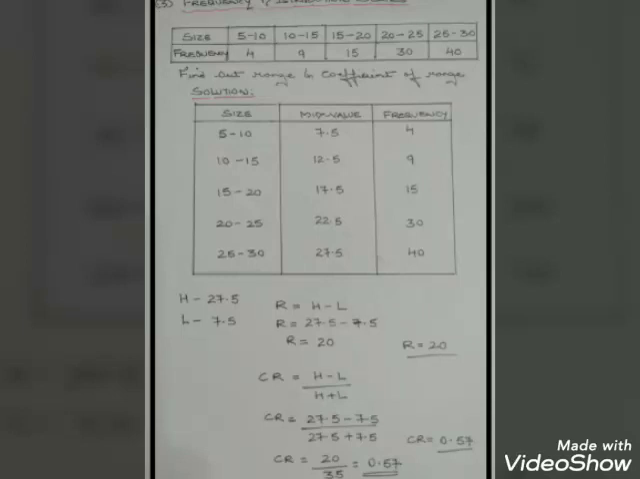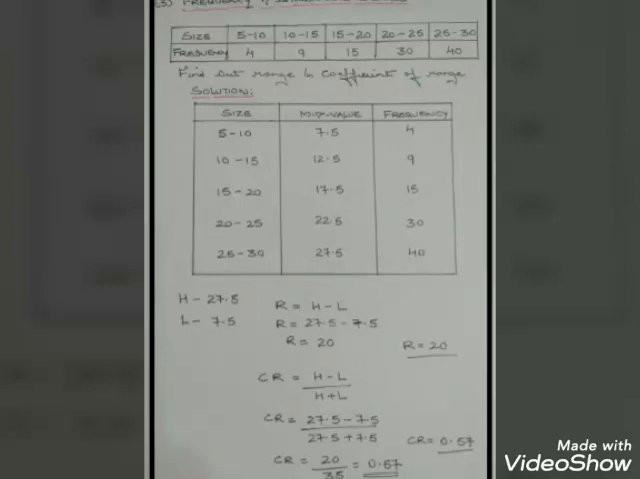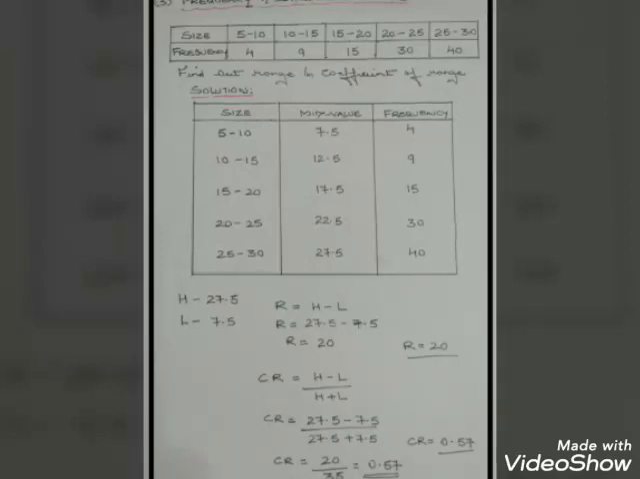If you deduct, you get 20. So your range is 20. And if you talk about CR, that is coefficient of range, again the formula is H minus L upon H plus L. So CR is H is 27.5 minus L is 7.5 upon again 27.5 plus 7.5. And you get CR as 20 upon 35. When you divide 20 by 35, you get 0.57. This 0.57 is your CR, that is coefficient of range.